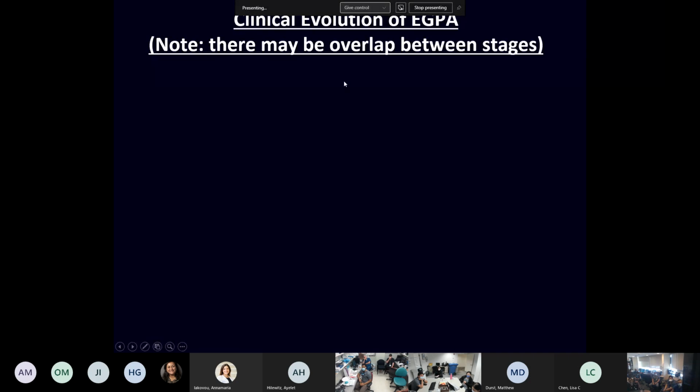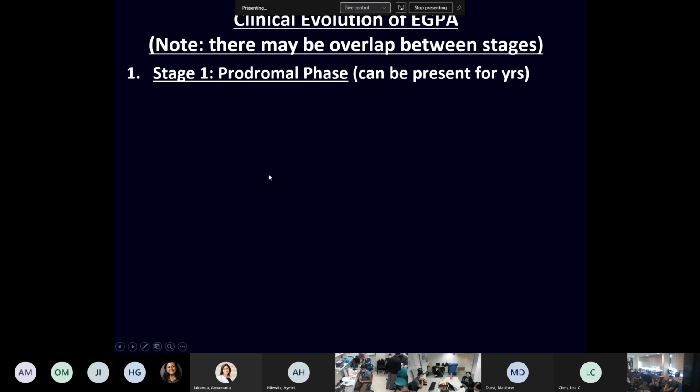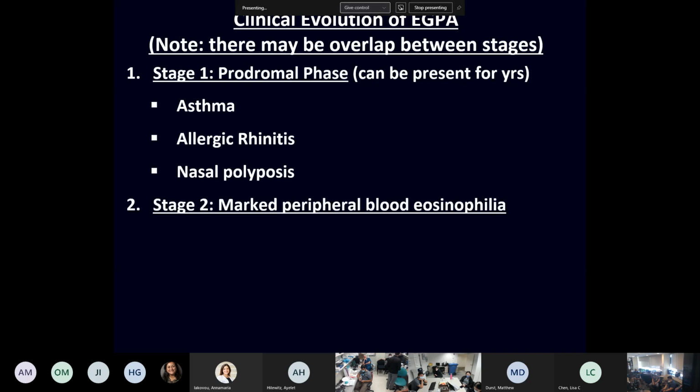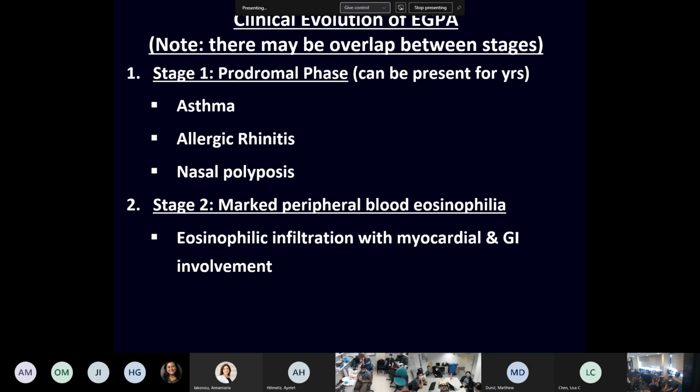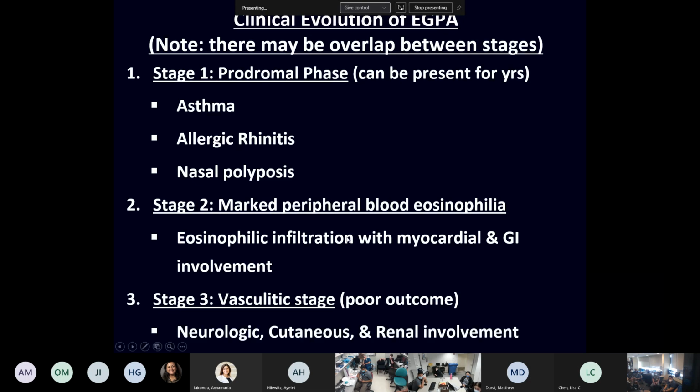So when we talk about EGPA, we can look at the clinical evolution, and this is how you can differentiate between the vasculitic phenomenon or the tissue phenomenon. But remember, there can be a lot of overlap between these stages. Stage 1 is the prodromal phase, where you have the underlying asthma, the allergic rhinitis, the nasal polyposis, and then after that, you can develop the tissue phase or the marked peripheral blood eosinophilic stage. We develop the myocardial and the GI involvement. And lastly is the vasculitic stage, which has a very poor outcome, and this is the neurologic, cutaneous, and renal involvement. But like we said, only 40% of patients with EGPA will have a positive P ANCA.